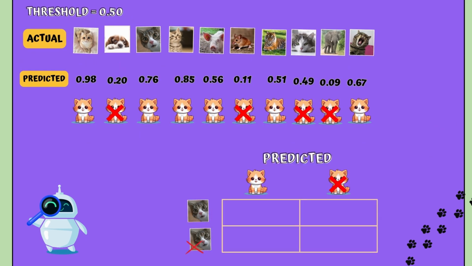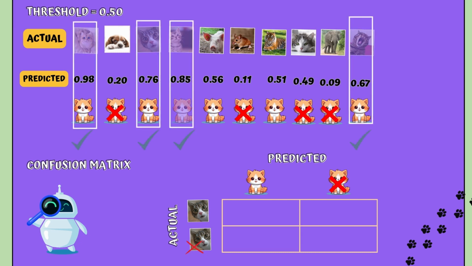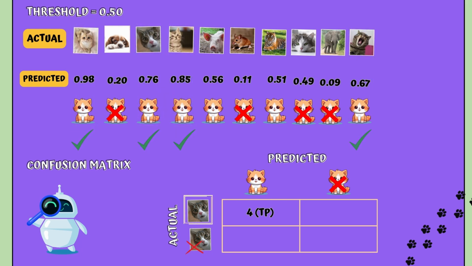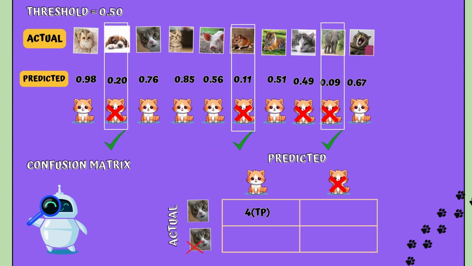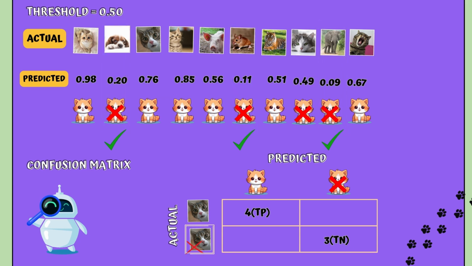Now, we build a confusion matrix to summarize the performance of a model. True positives represent the number of correctly predicted cat images. These are instances that are actually cats and your model correctly identifies them as cat. True negatives represent the number of correctly predicted not cat images. These are instances that are actually not cat and your model correctly identifies them as not cats.